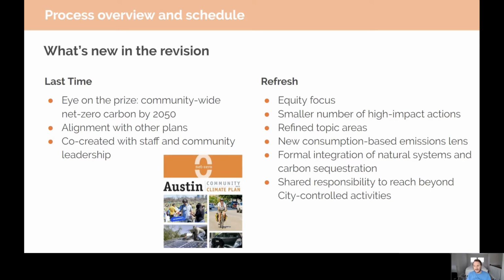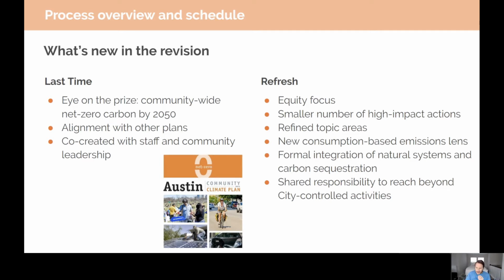This time in the plan revision, a lot has changed in these last 5 years. So as I've said, we're focusing on equity. We're trying to focus on a smaller number of high impact actions. First time around, we kind of got mired in trying to put everything in the plan. So we're really trying to refine and focus on what's most important.